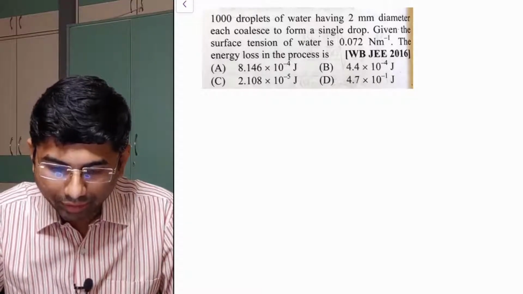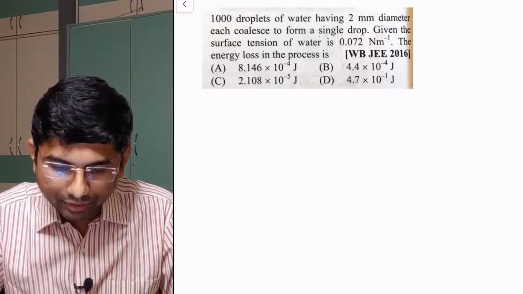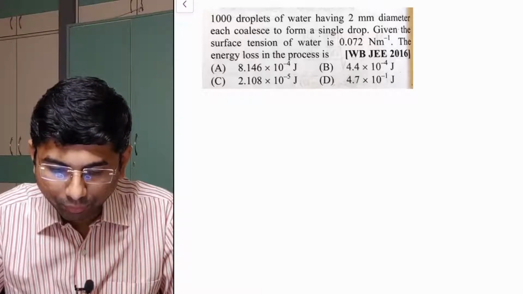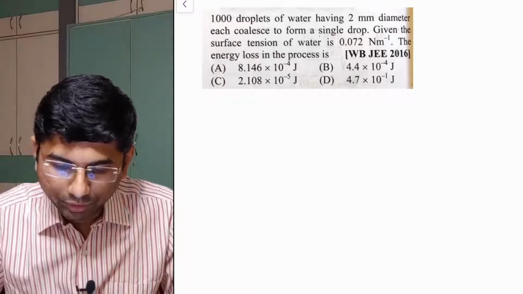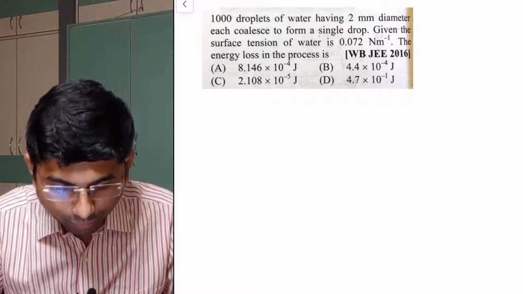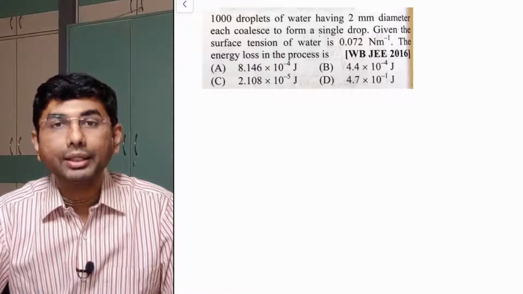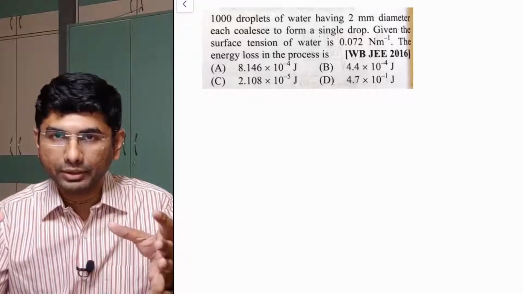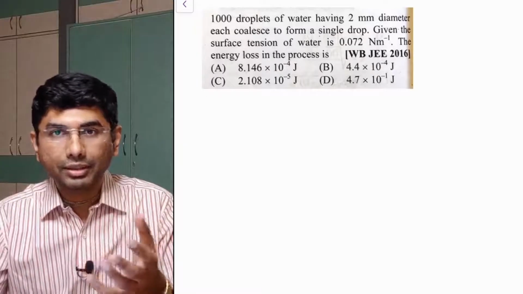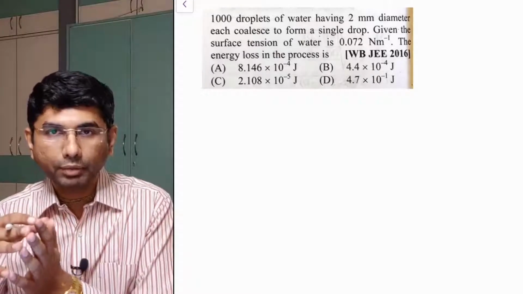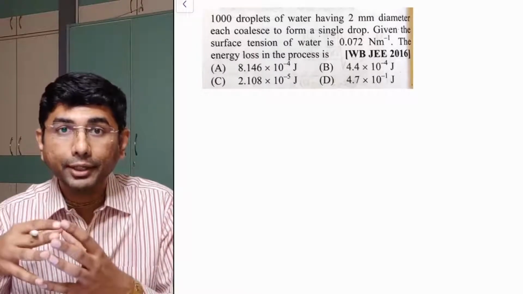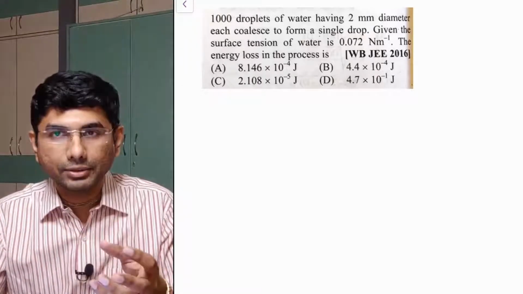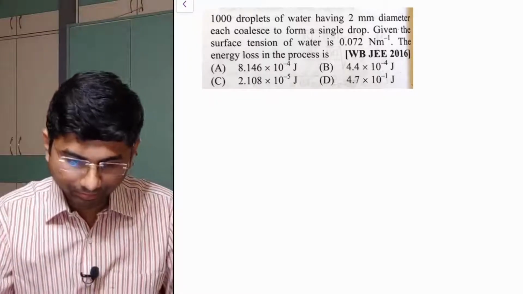Thousand droplets of water having 2 mm diameter each coalesce to form a single drop. Given the surface tension of water is 0.072 Newton per meter, the energy loss in the process is. Now here energy will be lost. Why? Because already there is lots of potential energy when there are many droplets, because they have more surface. Now when it is formed into one big drop, the surface is getting reduced. Because the area is getting reduced, the energy is being released. That's why there is some kind of loss in energy.